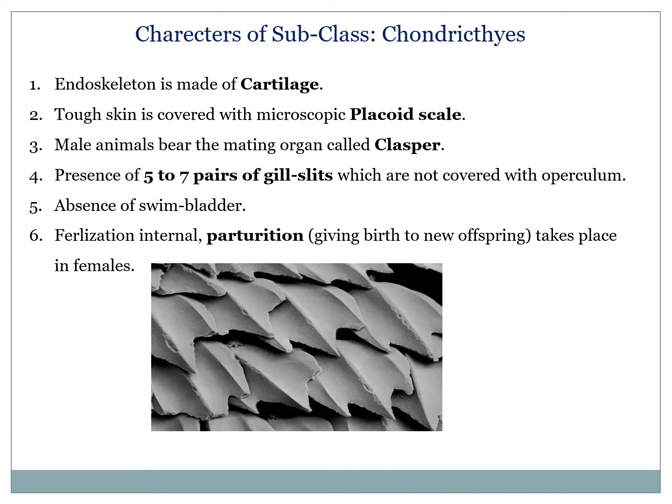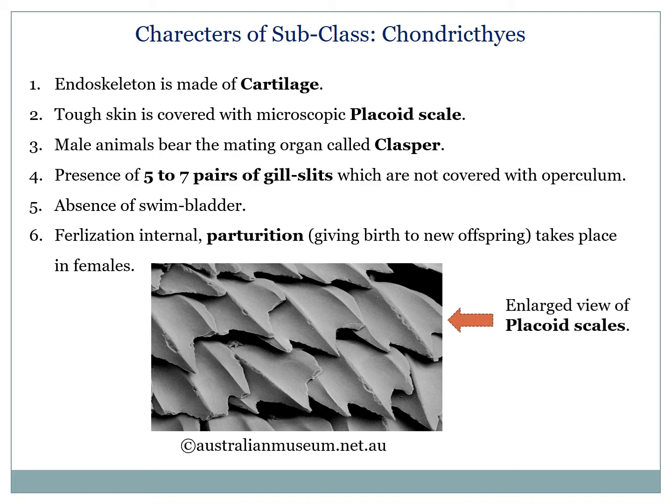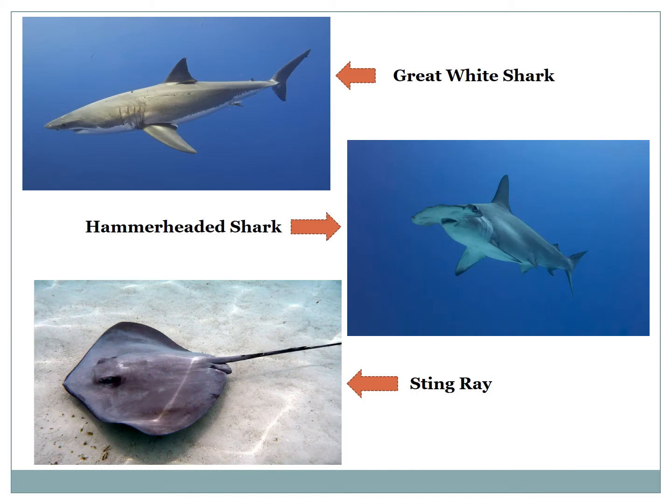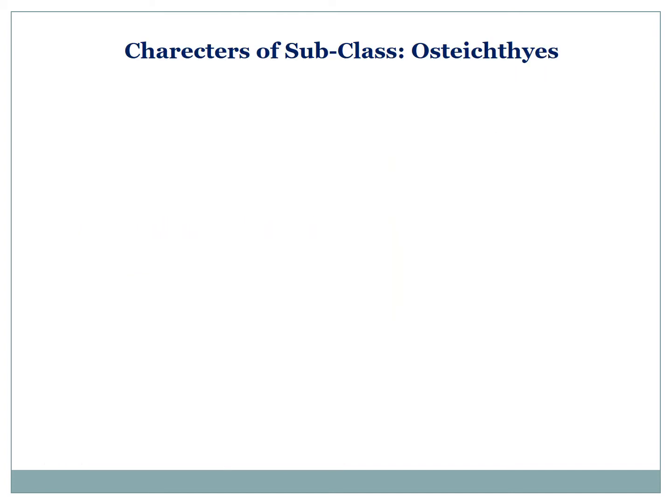Here is a diagram of the placoid skull. Here are some examples: the great white shark, the hammerhead shark, the stingray. All of these are examples of cartilaginous fishes.